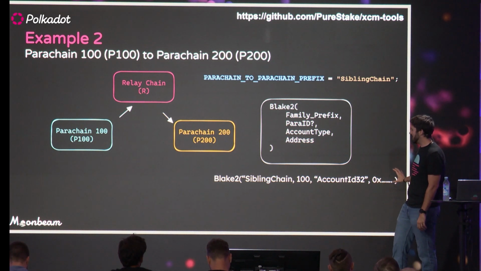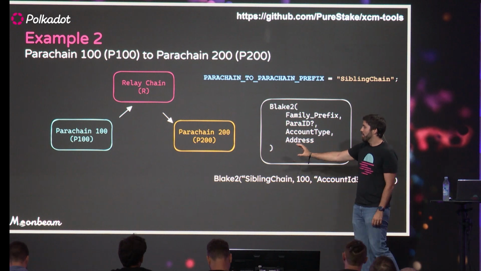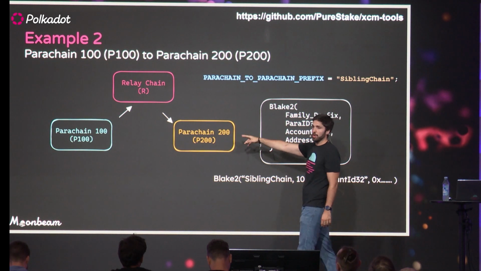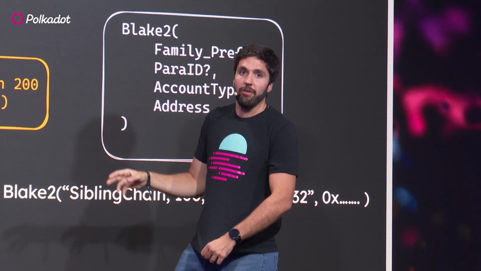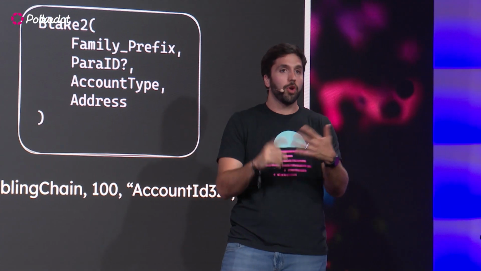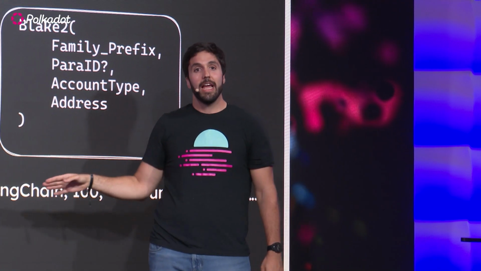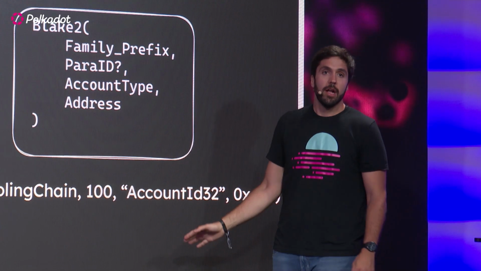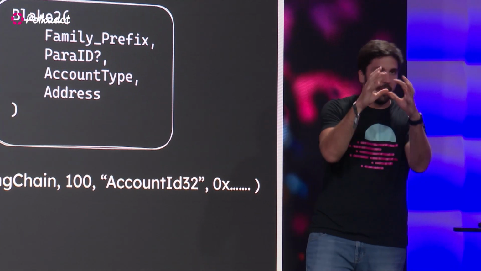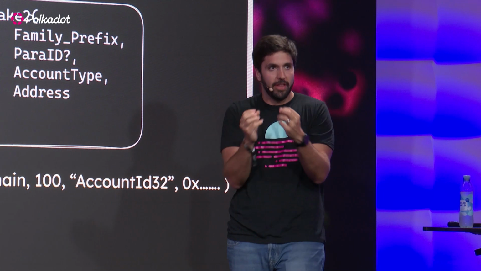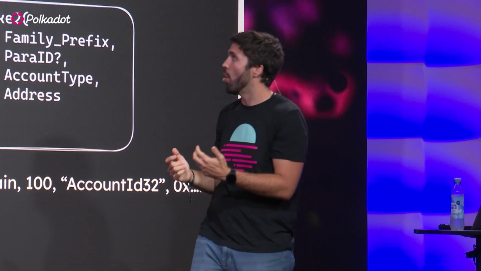Notice that in this blob here, there's no information about parachain 200, right? So this means if any other parachain, 300, 400, whatever it is, uses this standard, they're going to come up with the same value. And then when they encode it, it's going to be a different, prettier number, but the underlying account address is the same. The decoded version is the same.